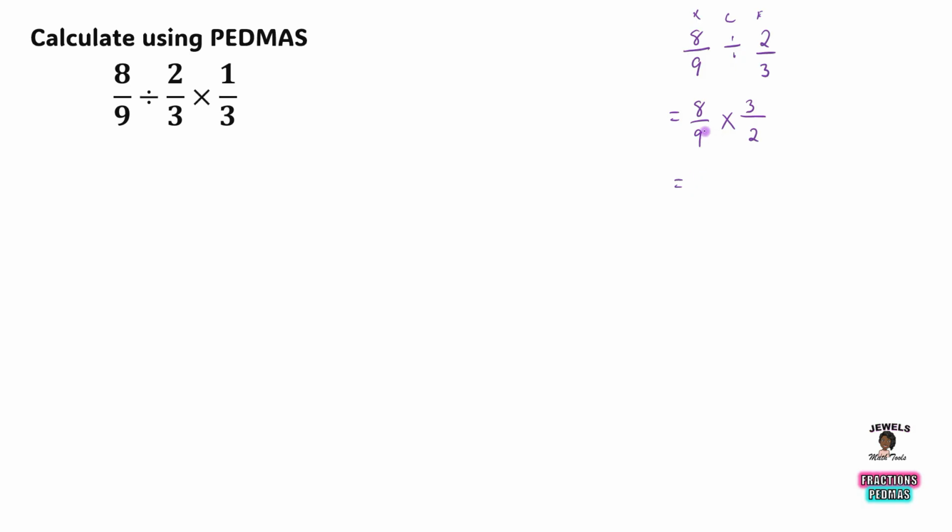So now we're going to multiply, and remember that when multiplying fractions, we multiply numerator times numerator. So that means 8 times 3 will equal 24. And then we will multiply our 9 times 2, which will equal 18. Now what I'm going to do before I move any further, since my next step is multiplication, I'm going to reduce or simplify my fraction as much as I can before I return that back to my question.